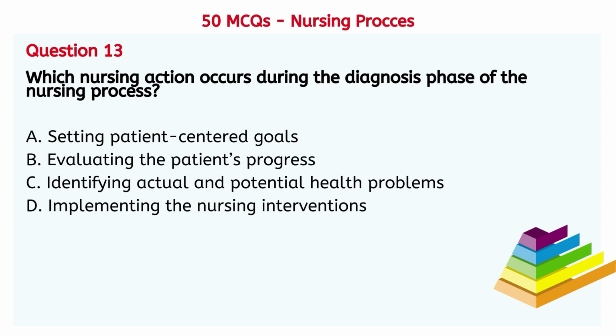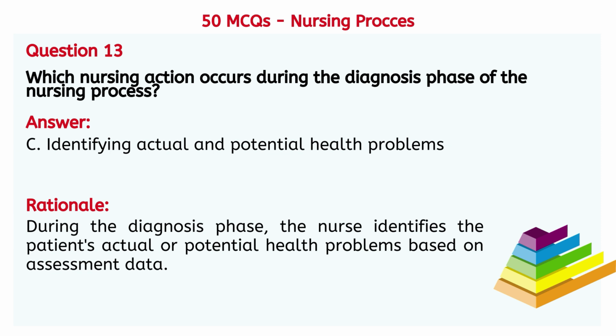Question 13. Which nursing action occurs during the diagnosis phase of the nursing process? The options are A. Setting patient-centered goals, B. Evaluating the patient's progress, C. Identifying actual and potential health problems, D. Implementing the nursing interventions. The answer is C. Identifying actual and potential health problems. Rationale: during the diagnosis phase, the nurse identifies the patient's actual or potential health problems based on assessment data.